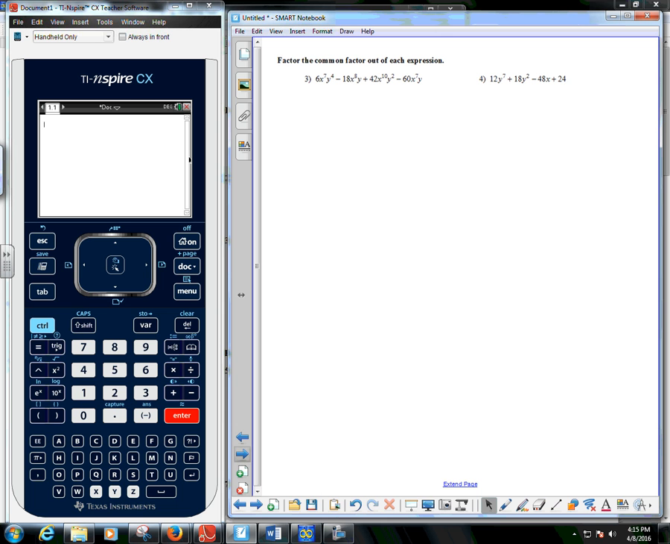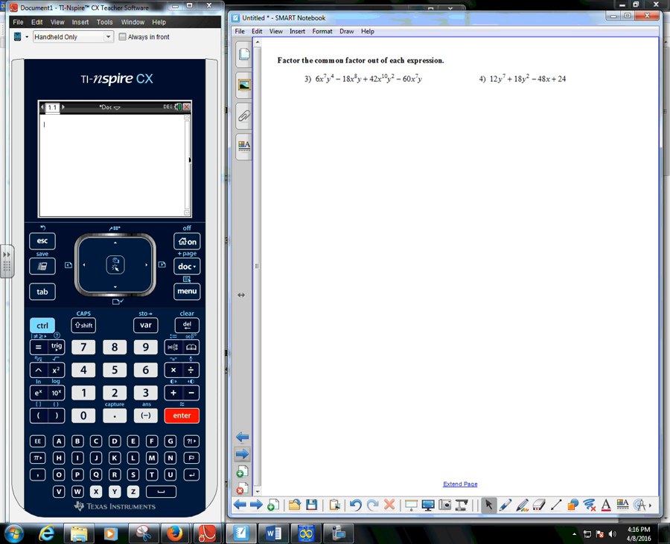My directions continue to be factor the greatest common factor out of each expression. So I look at number 4 and I say, all right, I notice that the first two terms have y's and the third term has an x and the fourth term has no variable at all. So I cannot take any x's or any y's out of all 4 terms.